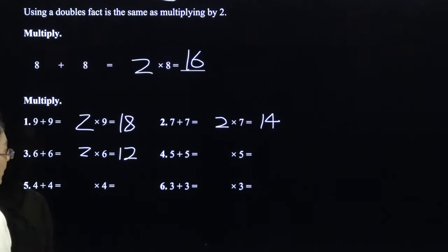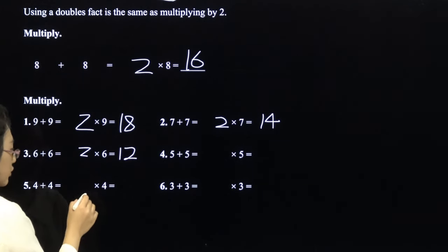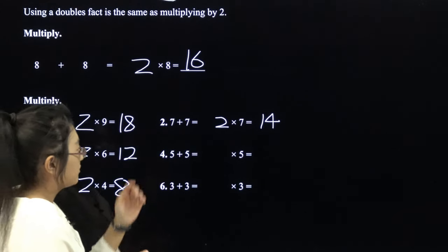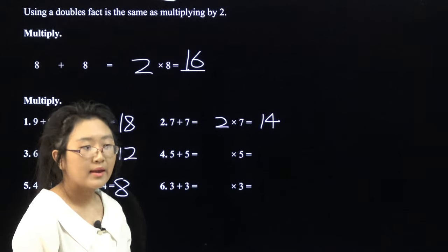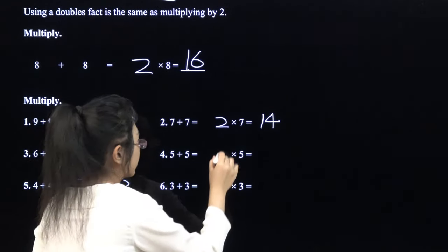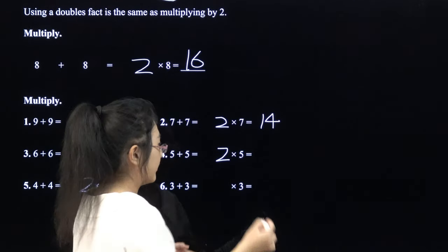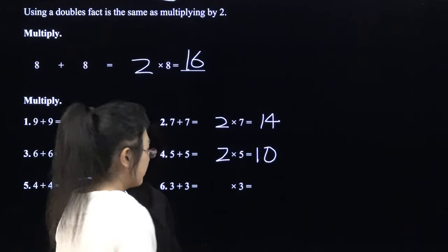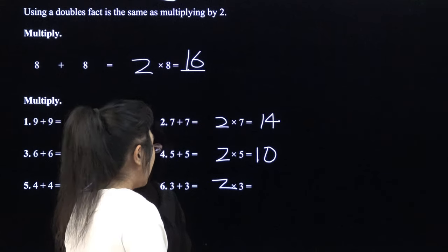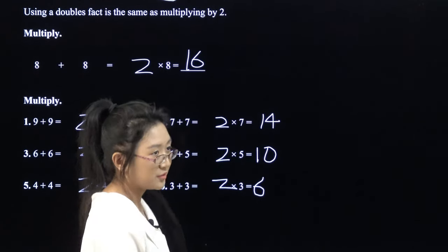4 plus 4 is 8, but it is also two groups of 4, so 2 times 4 equals 8. 5 plus 5 is two groups of 5, so that's 2 times 5, which is 5 plus 5, 10. 3 plus 3 is two groups of 3, so that's 2 times 3, and 3 plus 3 is 6. 2 times 3 is also 6.